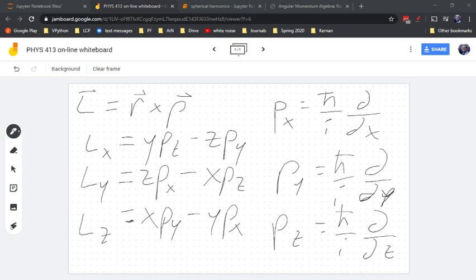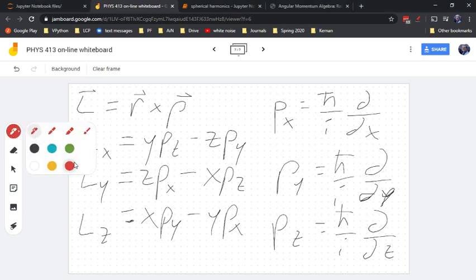Okay. And it's interesting because these Lx, Ly, and Lz, at least in terms of the way they function, work very similar to our spin operators. You remember at the very beginning of the semester, when we were first learning quantum mechanics, we had spin operators, right? We had spin in the x direction, the y direction, and the z direction. And we had our spin states, right?